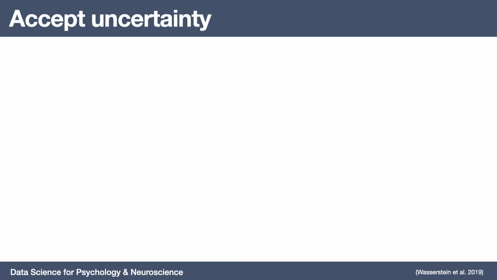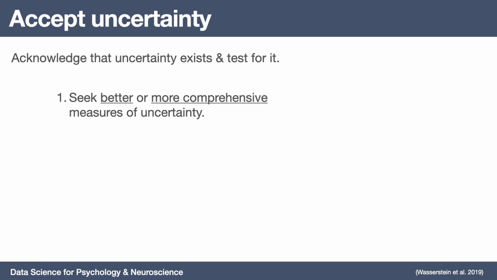The concept of accepting uncertainty means that you should acknowledge that uncertainty exists and test for it. That means you want to seek better or more comprehensive measures of uncertainty in your data. You want to basically always measure uncertainty. So along with taking a p-value, estimate your confidence intervals on your effect.